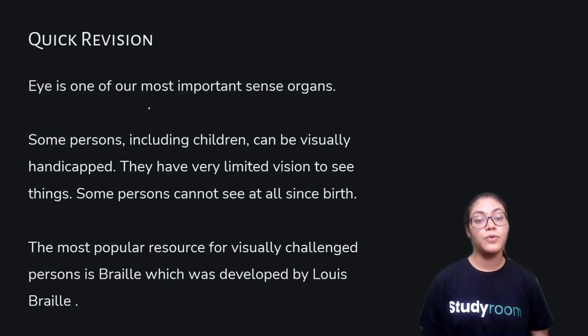The eye is one of the most important sense organs. Some persons, including children, can be visually handicapped. They have very limited vision to see things. Some persons cannot see at all since birth. The most popular resource for visually challenged persons is Braille, which was developed by Louis Braille.